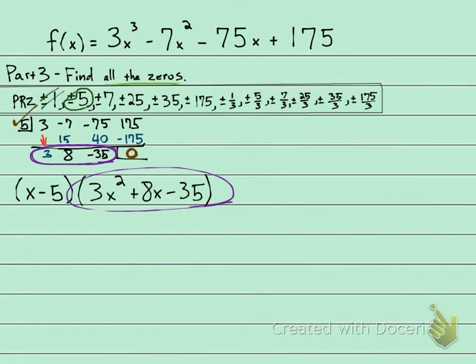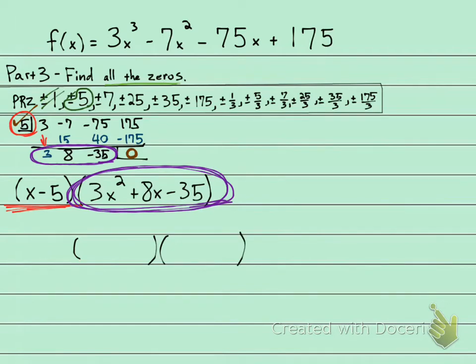At this point, I found my first zero using synthetic division, and it's 5. And I get this factor here. But now I need to factor this part circled in the purple, this trinomial. All right, trial and error is going to look like this.